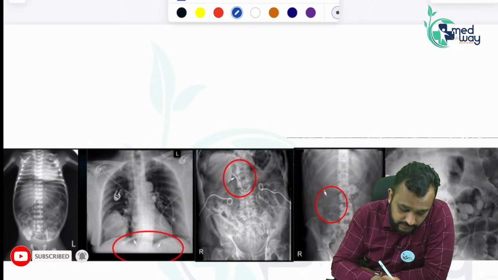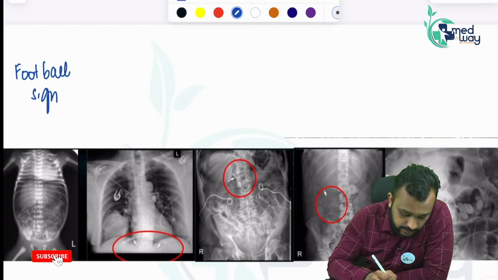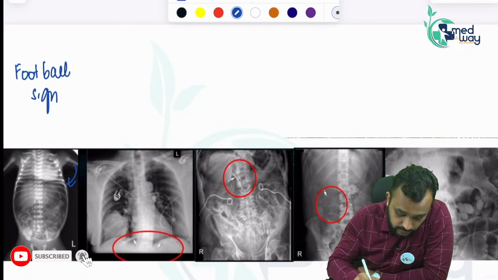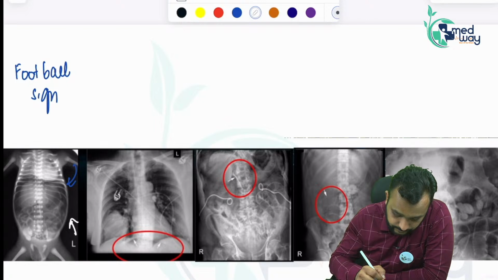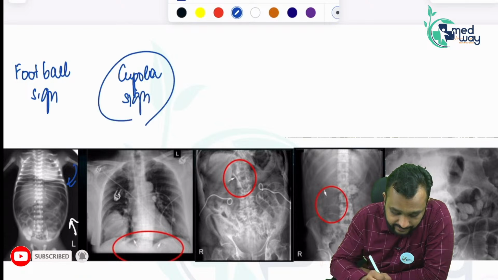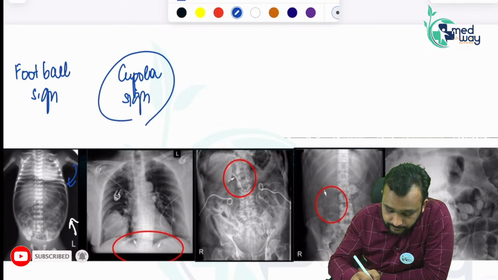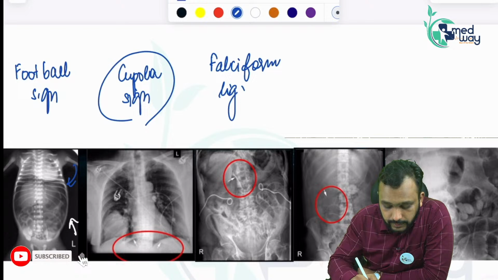Other important signs which you should remember in pneumoperitoneum are the football sign, then the cupola sign, which is gas under the central tendon of the diaphragm. And you have the falciform ligament sign.